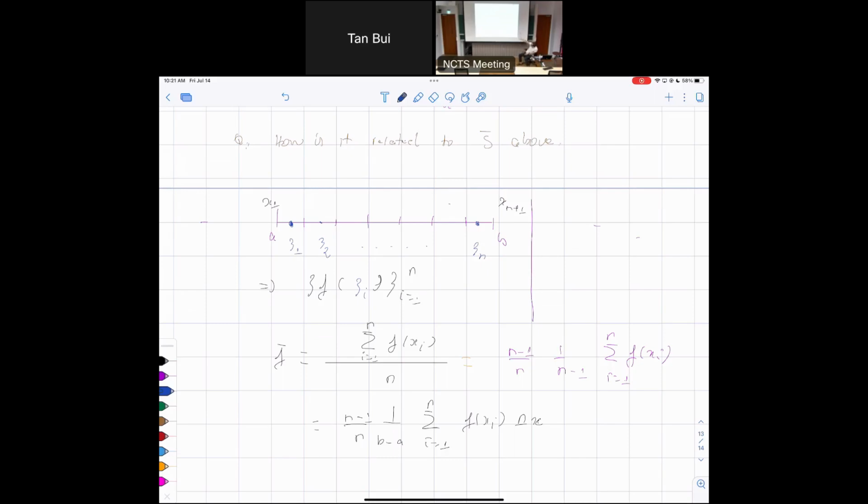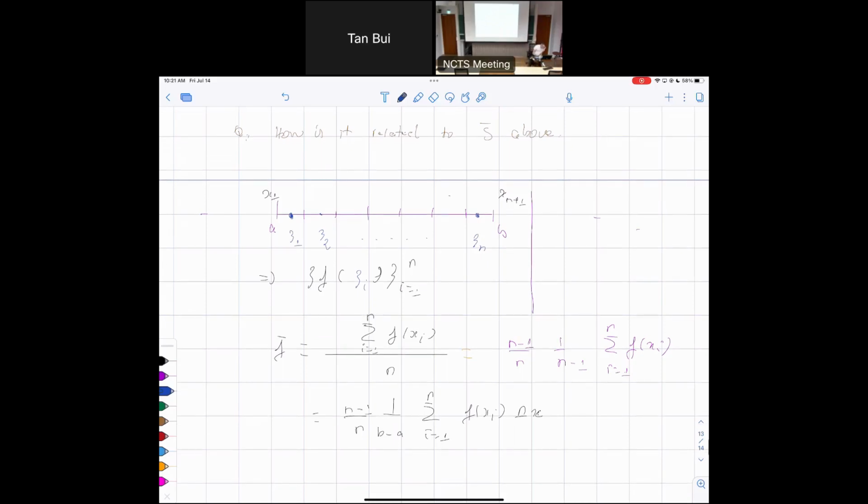So I chop my interval a b into n intervals instead. So I have n plus 1 points, but I have exactly n middle points, each at the middle of each interval. Now everything should be very, very clear. I should have done this, but I was a little bit lazy, and that laziness was not good. So let us redo it a little bit.